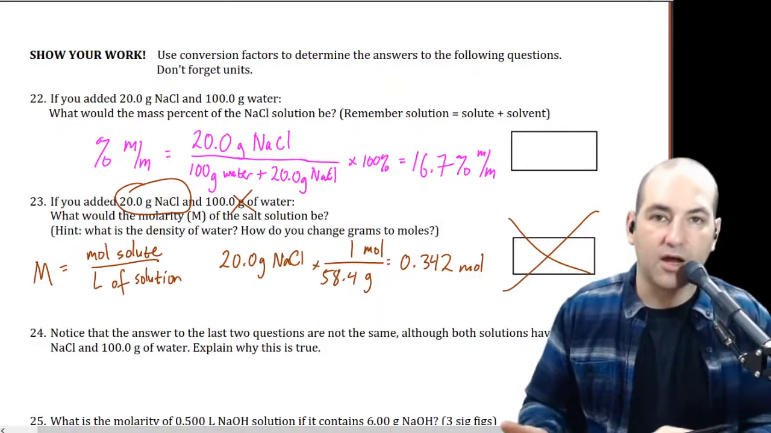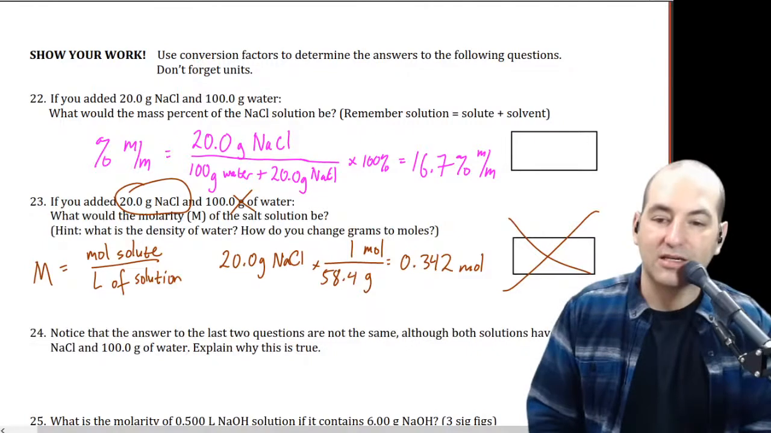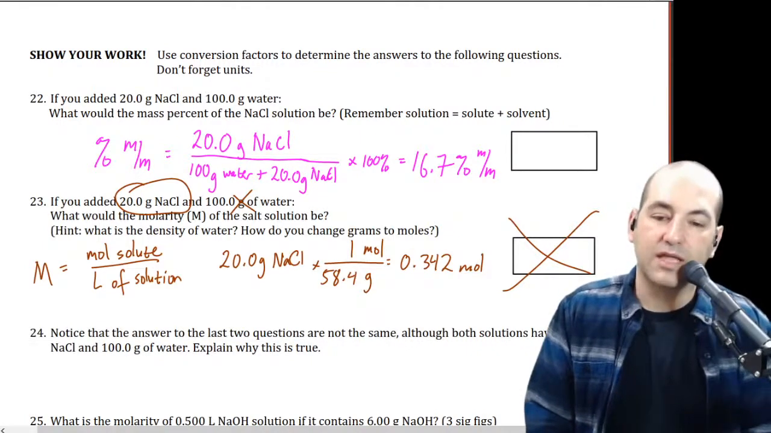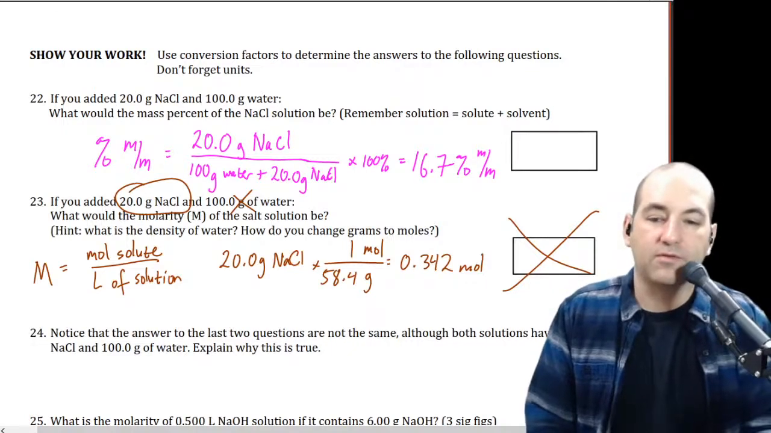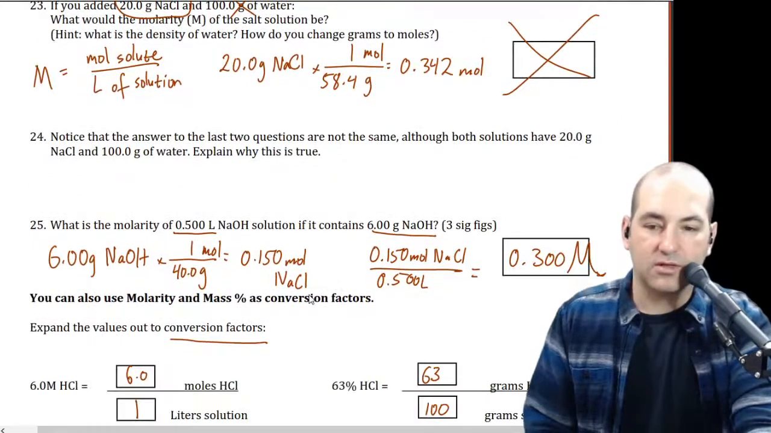I suppose we could look it up in some sort of a table and figure out what the density of a 20% by mass sodium chloride solution is. We could do it that way. But we don't have enough information right here to actually solve that. That was the issue there.